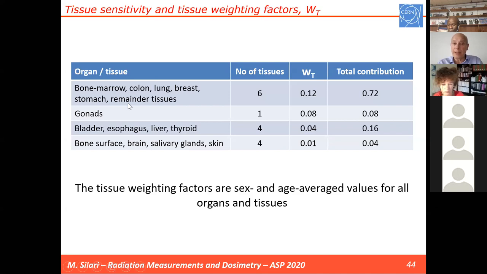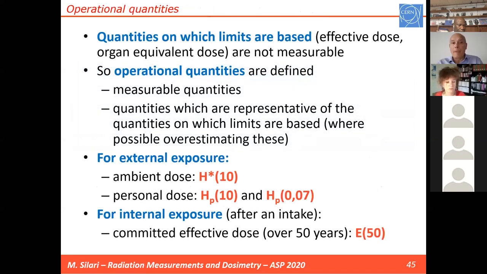These are essentially given in this table. The bone marrow, colon, lung, breast, stomach, and all the rest, which is not in this table, have each of them a tissue weighting factor of 0.12, each of these six tissues. Gonads, 0.08. Bladder, esophagus, liver, thyroid, 0.04. And the bone surface, brain, salivary glands, skin, 0.01. So you see that these organs account for practically more than two-thirds of the total contribution to the effective dose, and the sum of this, of course, is one.